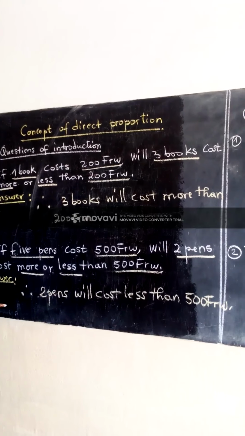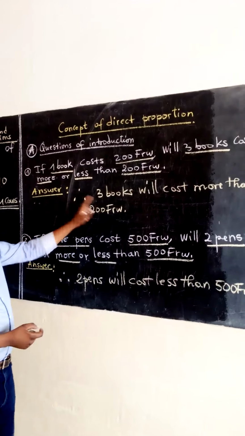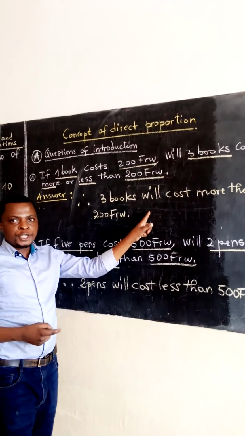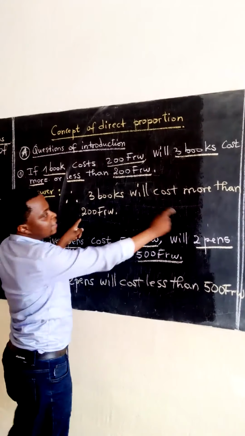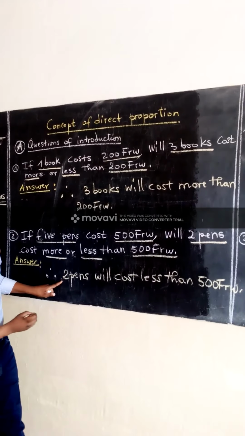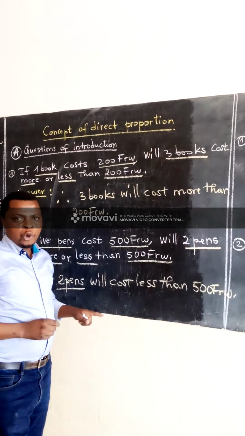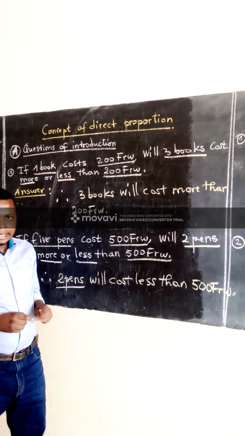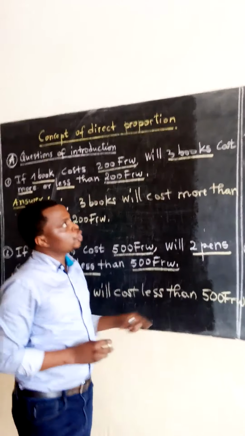As you can see, proportion is a situation whereby an increase in one quantity causes a corresponding increase in the other quantity. And when the number decreases, the amount of money will also decrease. Now take a look at our examples to understand better.